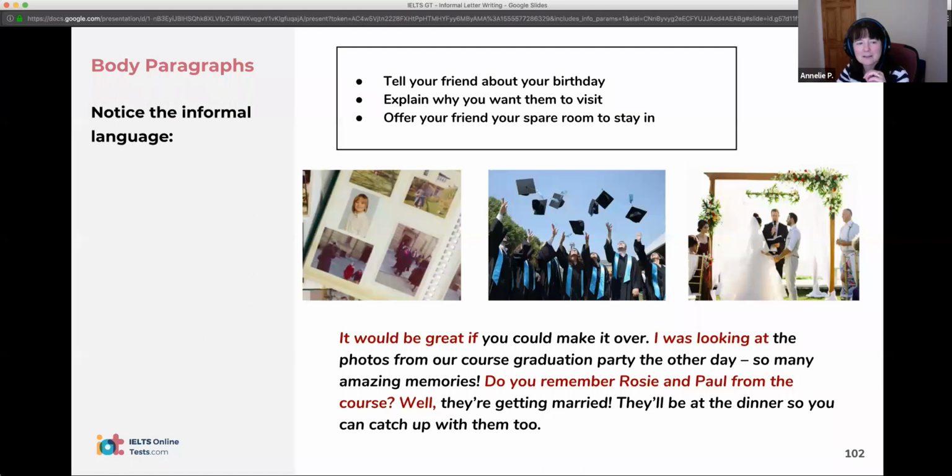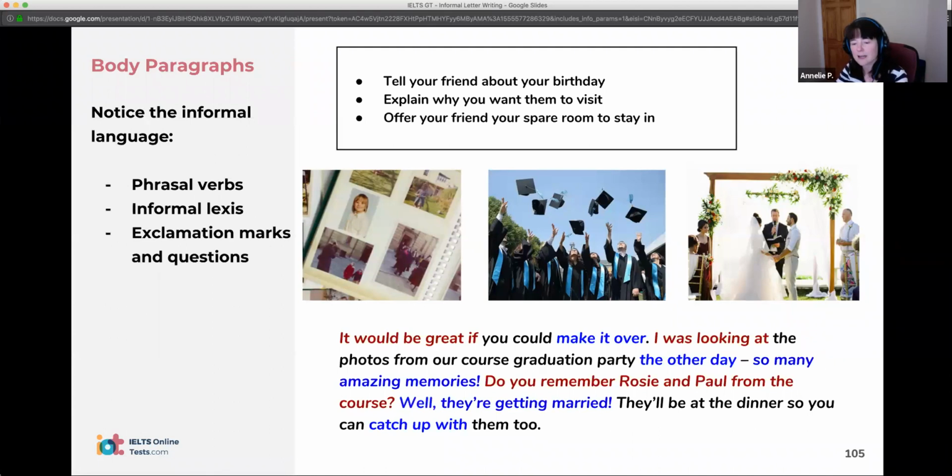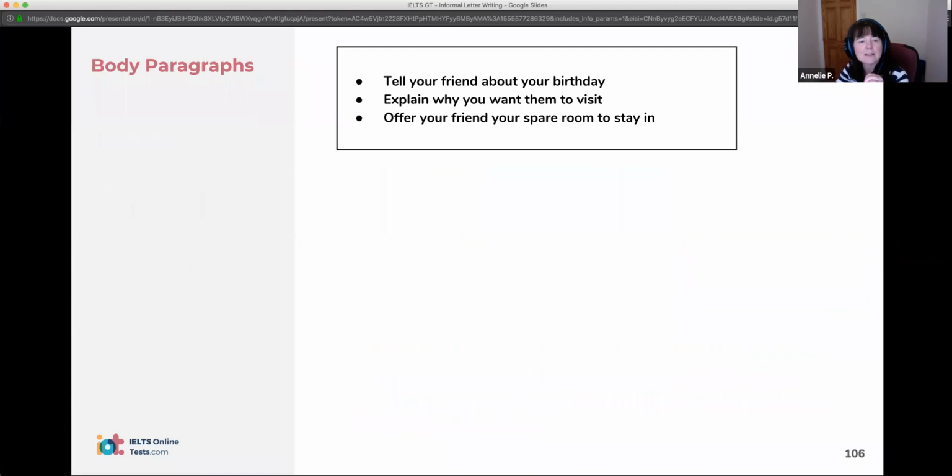Okay, good. So we've got phrasal verbs, make it over, catch up, as you said. We've got the other day, nice informal type of vocabulary. Lots of exclamation marks, question marks, things like that. So lots of examples of informal language, okay?